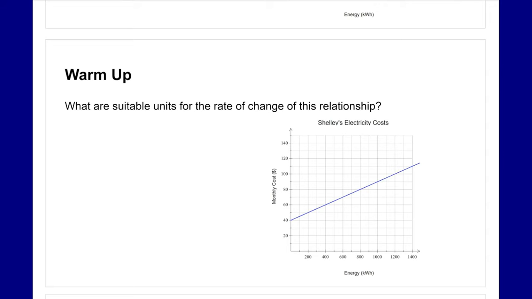What are suitable units for the rate of change of this relationship? When we're looking at rate of change, this should be a little bit of a review, going back to grade 9. So if we forget, that's okay. Rate of change is another word for slope, multiplier, what our graph is changing by. So in this case, it would be the dollars per kilowatt hour. So basically the dependent variable divided by the independent variable. So it's going to tell us how the relationship is changing. And the cost is going to increase by a certain amount for every single kilowatt hour that we use.